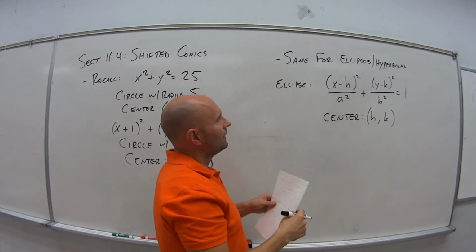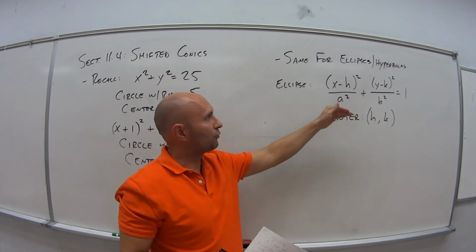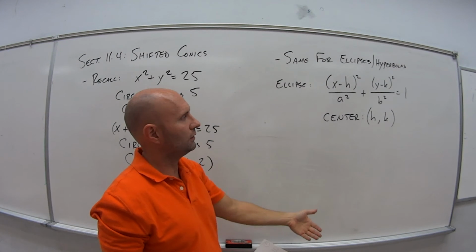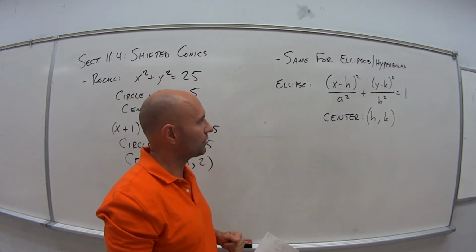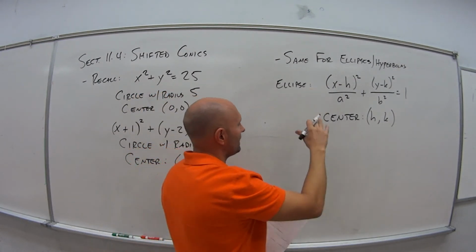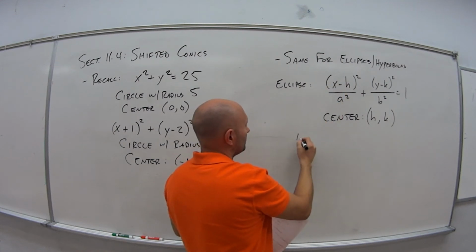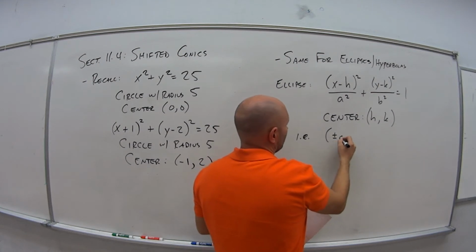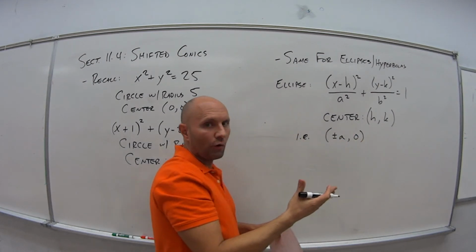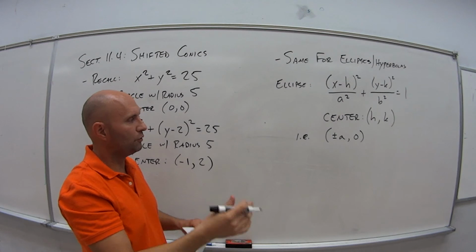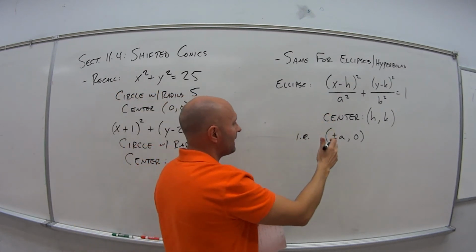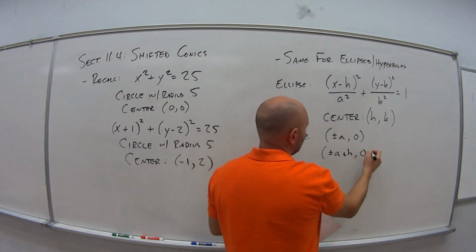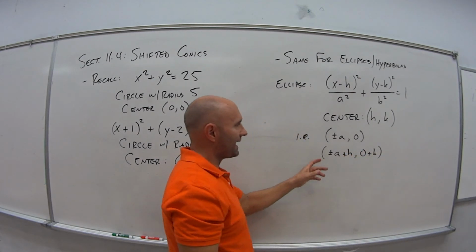This could also apply if the a and b were switched. So this is obviously the equation for a horizontal ellipse. We could also have a vertical ellipse. It's just that the a and b would switch, recall. But let's say, for example, if it's plus or minus a and 0 for the value of where the vertices are, now it's going to be plus or minus a plus h, and then 0 plus k.